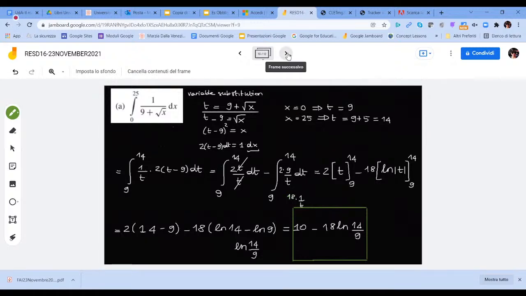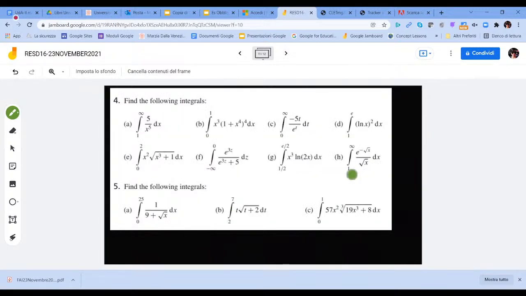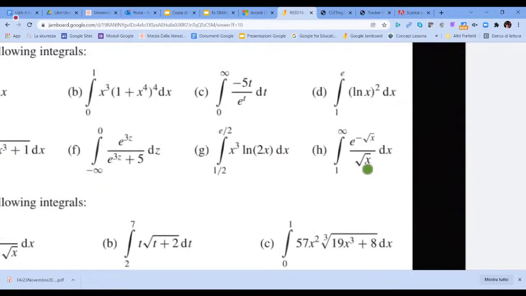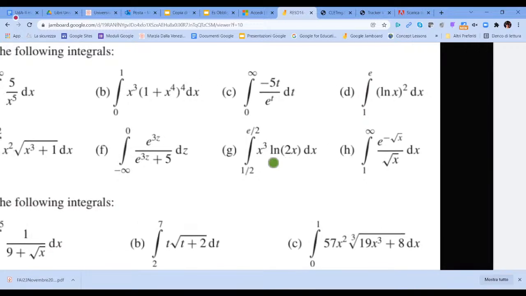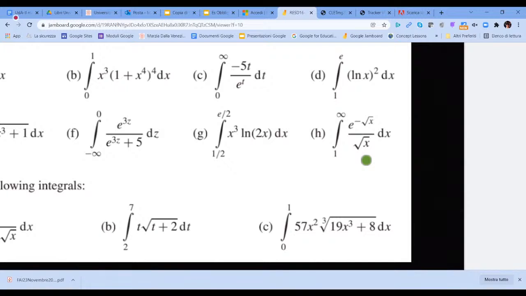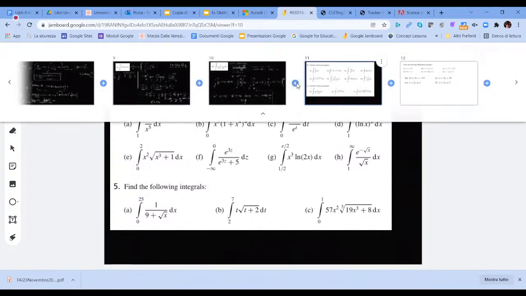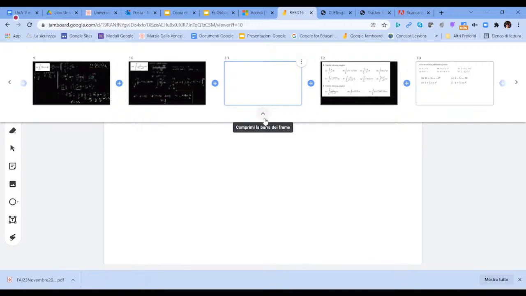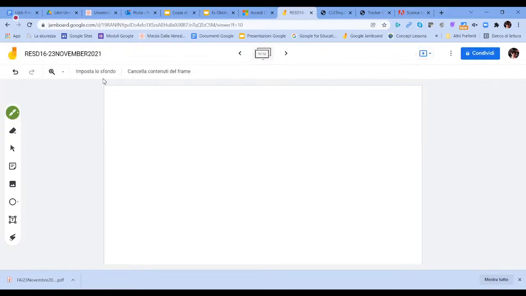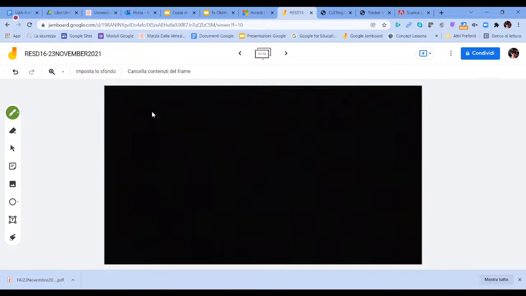Maybe we can perform the last integral, maybe this one, or this is by parts. You can compute every kind of integral, but the rules are always the same. So let's complete the S1.